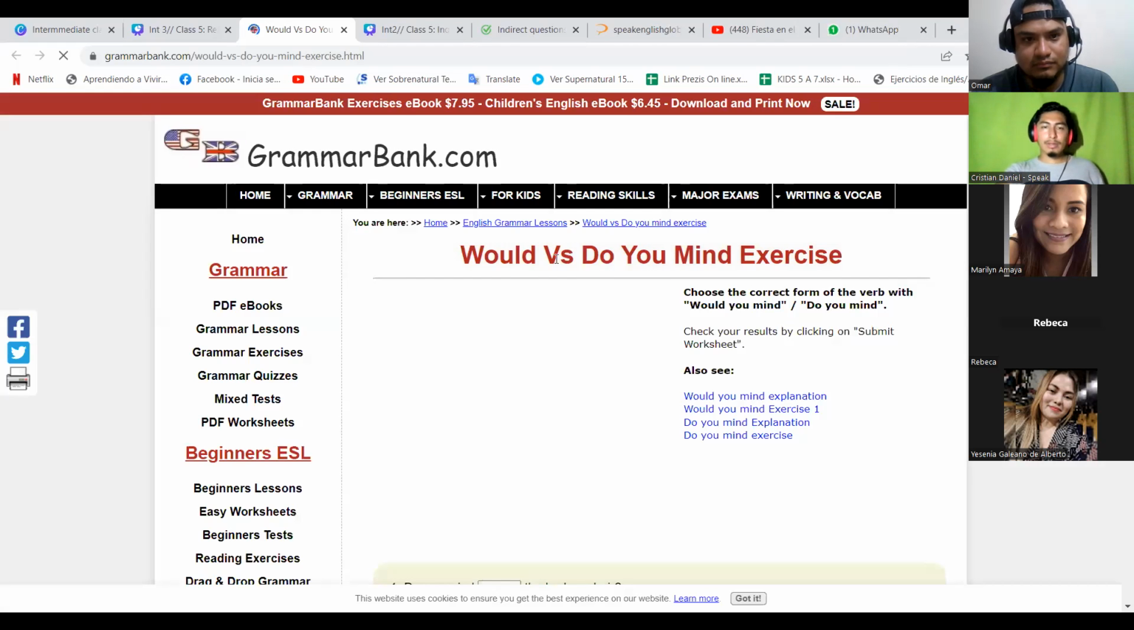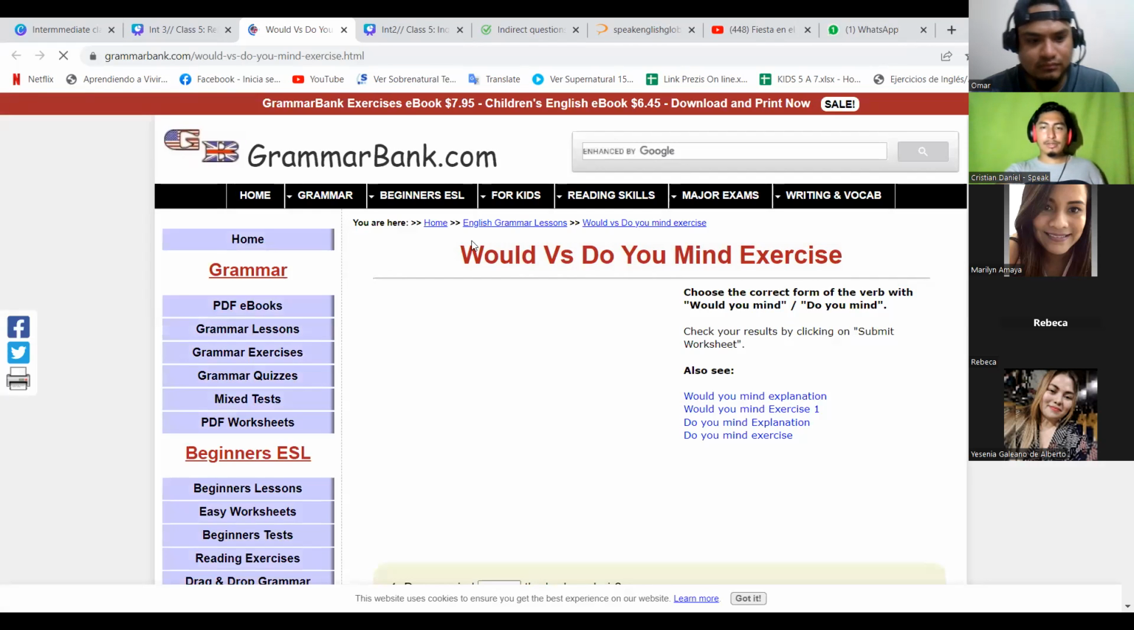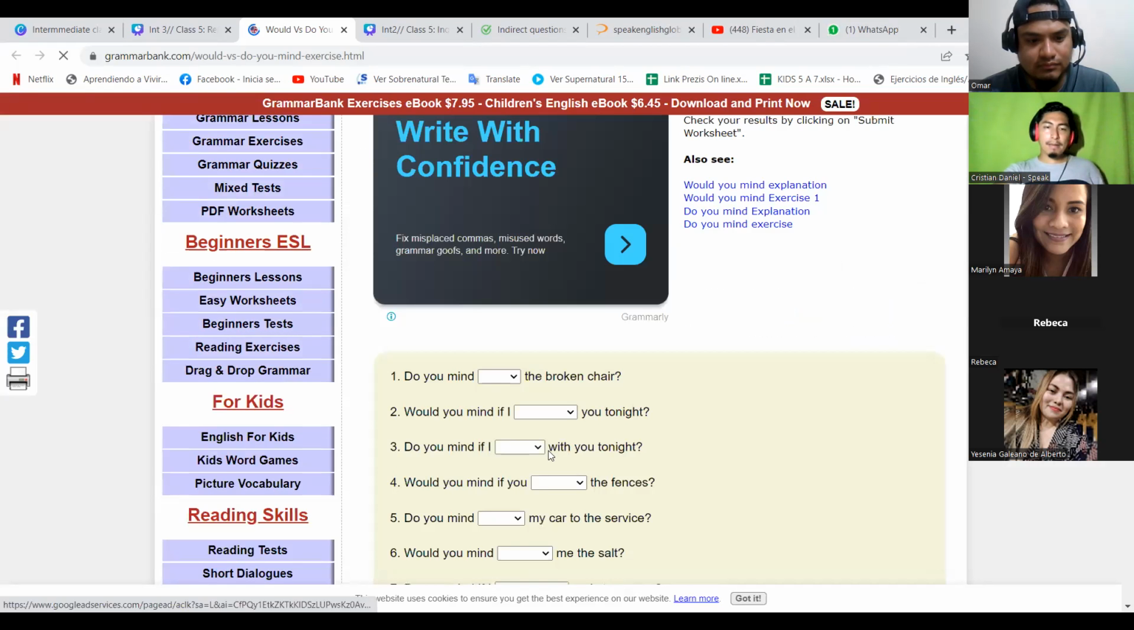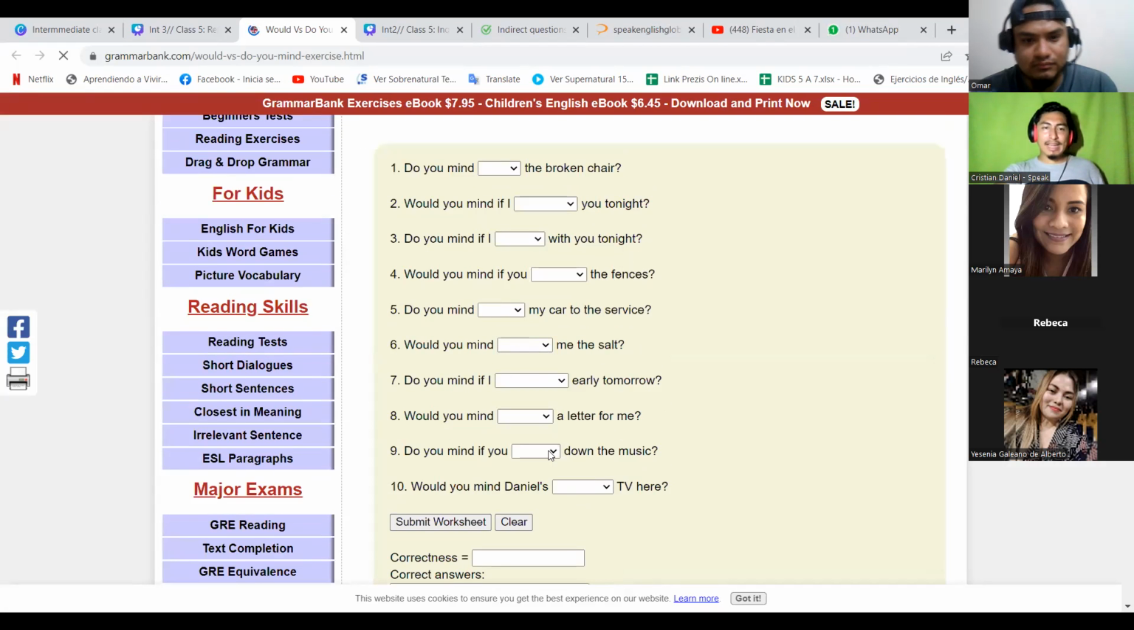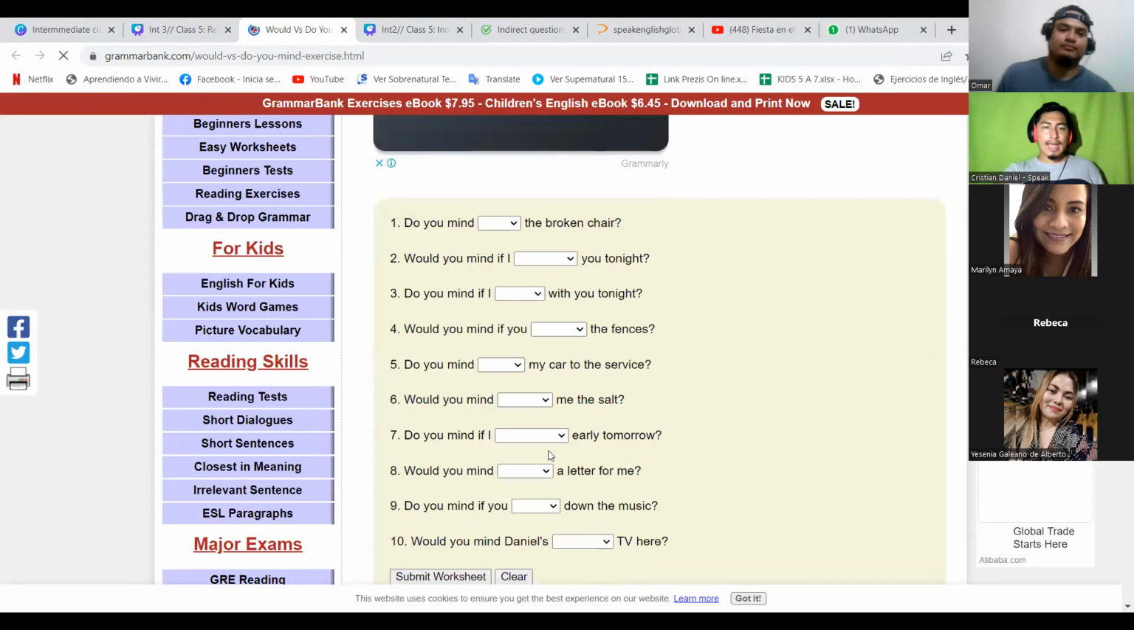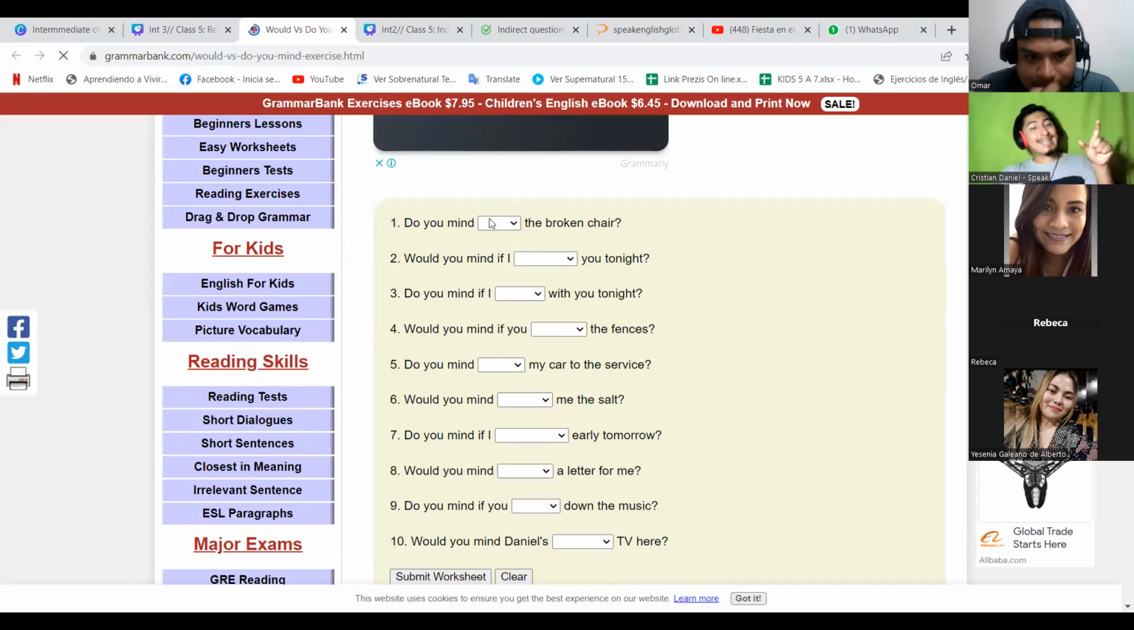Okay. What versus do you mind? Everybody, look at this. We have 10 examples. And guys, you have to tell me what is the right option. Read the complete question. To start, let's pay attention to Yesenia. Okay, Yesenia, tell me, what is example number 1?